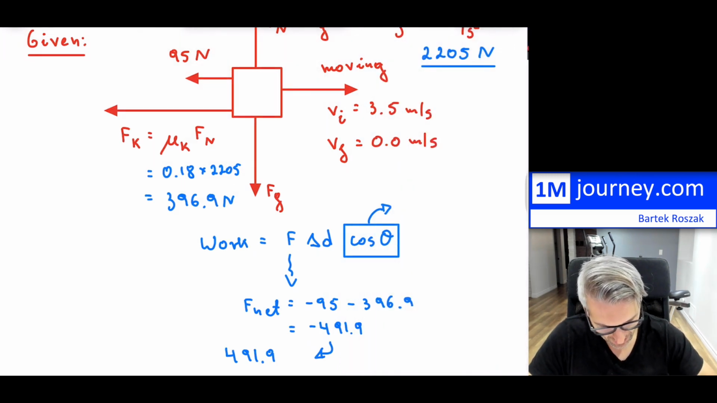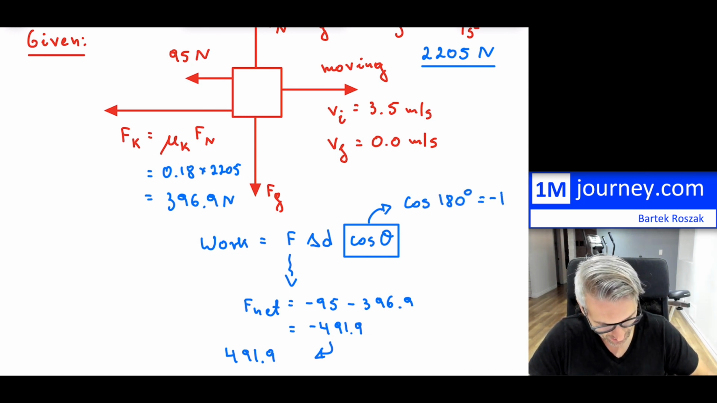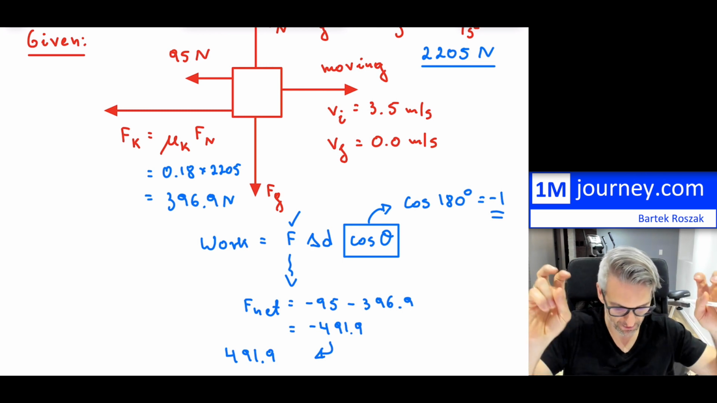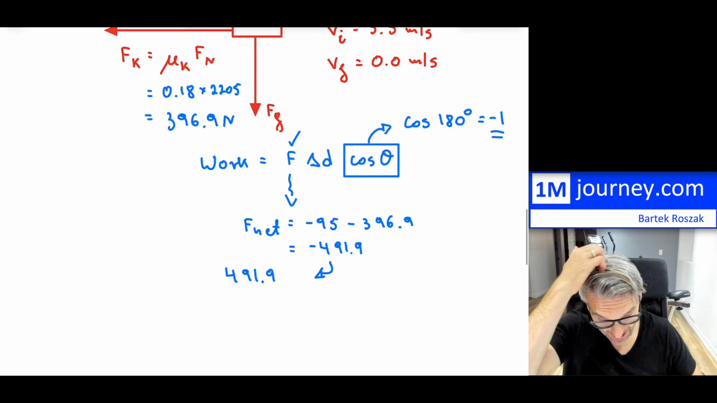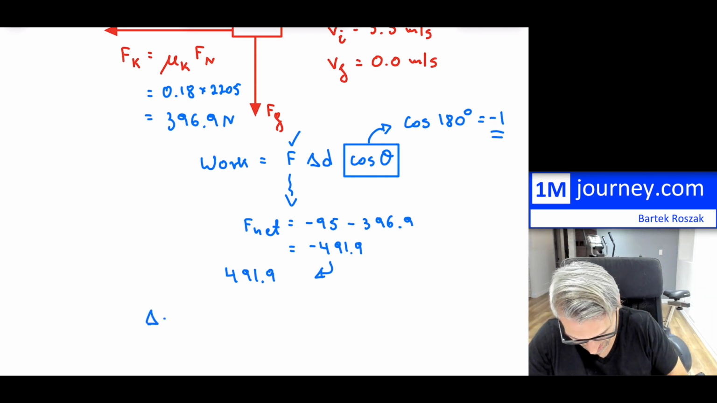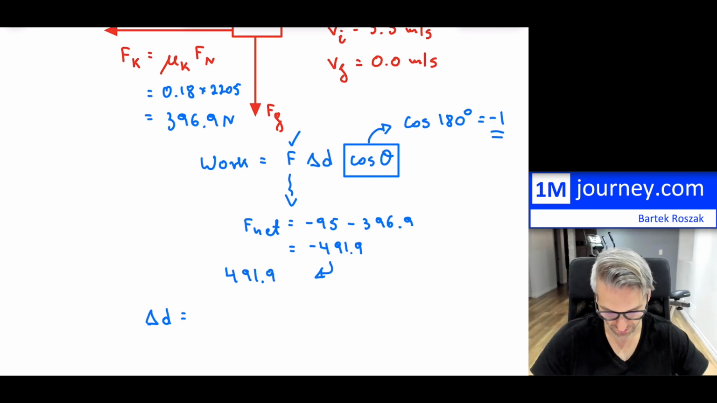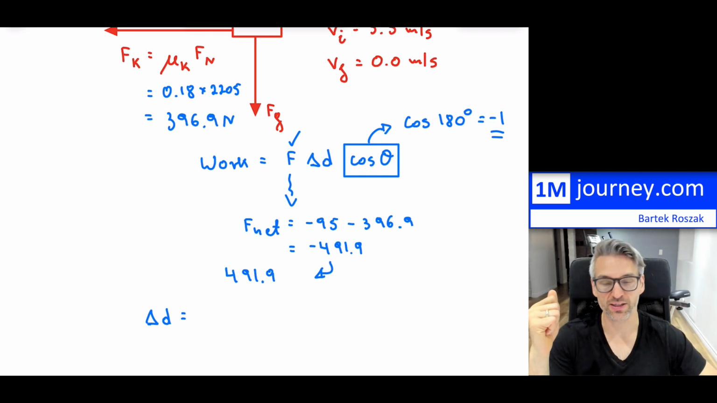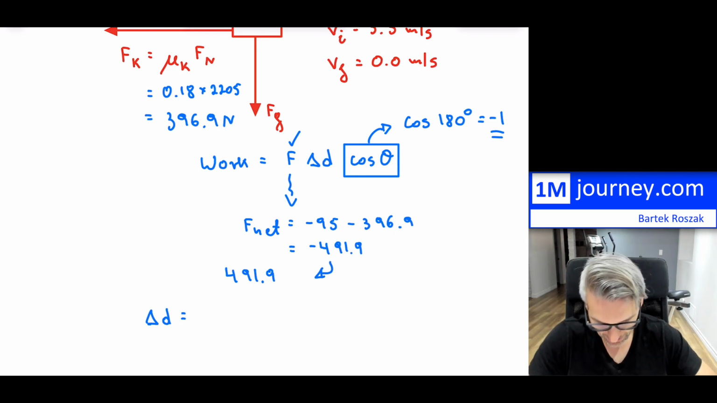However, that negative is going to come back, because this is going to be cos of 180 degrees, which is simply negative 1. So this negative 1 is multiplied by the magnitude of the force times the actual displacement, which we actually don't have. So the displacement itself, we have to be careful, we can certainly find this out in the same fashion as I did for the previous example.